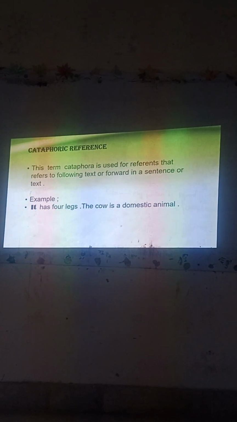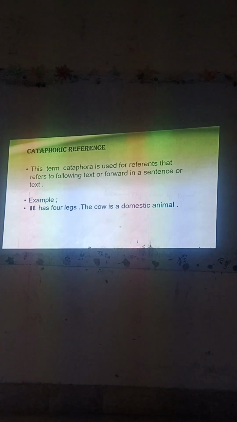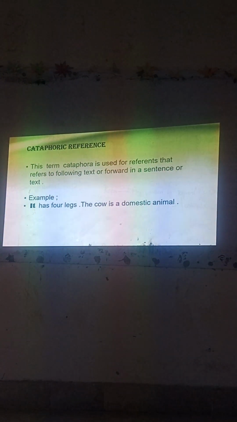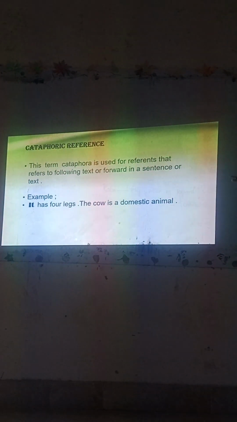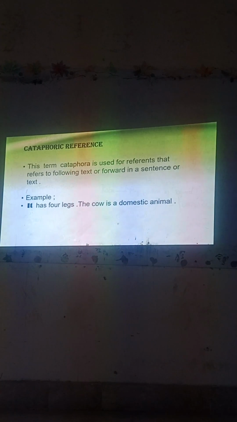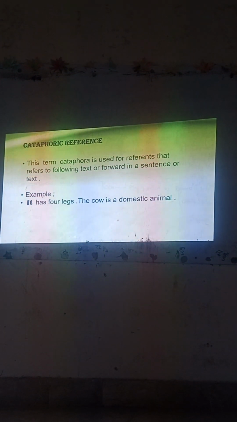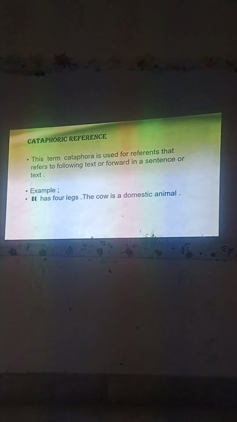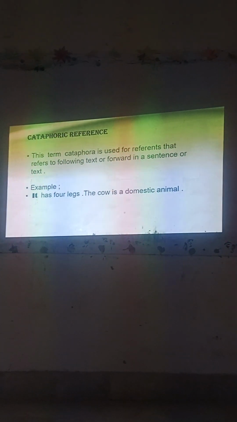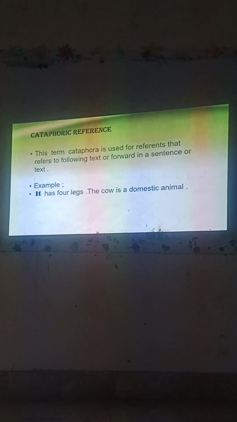The other one is cataphoric. Cataphoric is something referring to forward text, or following text. For example, if I say, it has four legs, the cow is a domestic animal, it refers to the cow. It has four legs, the cow is a domestic animal. So it refers to the following text, the cow.